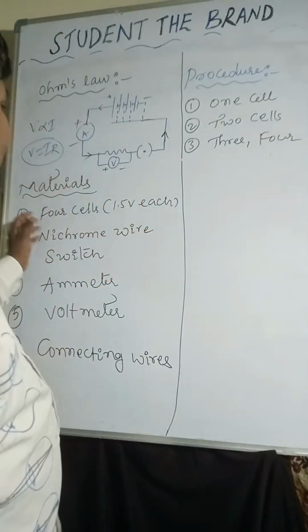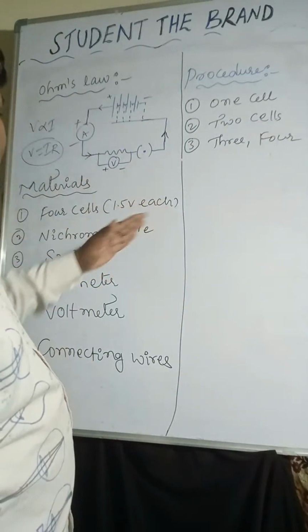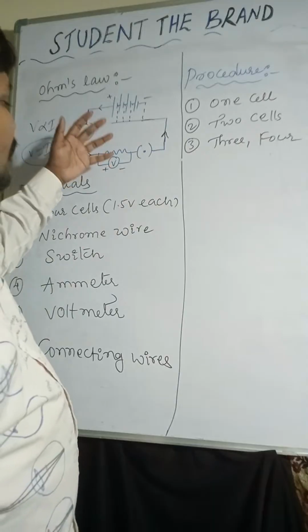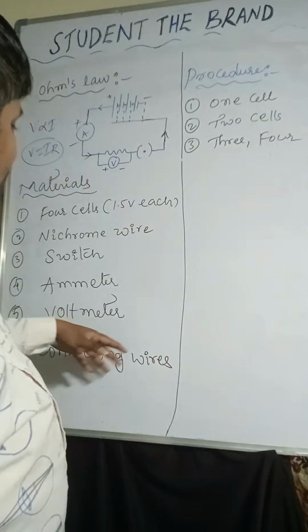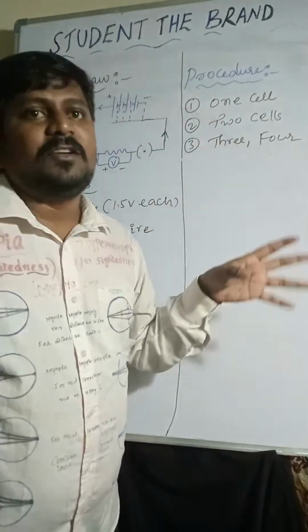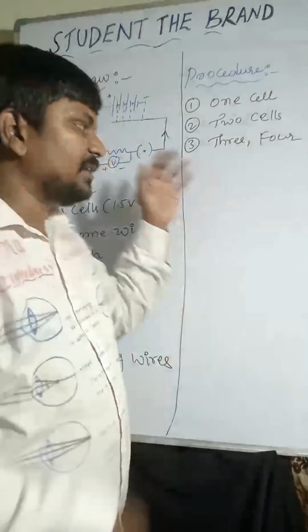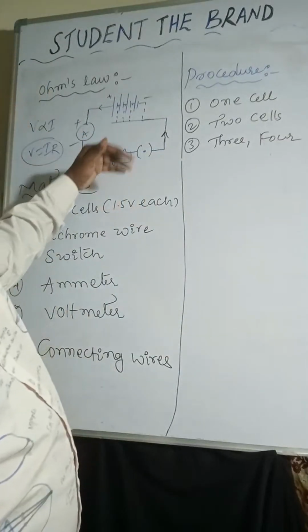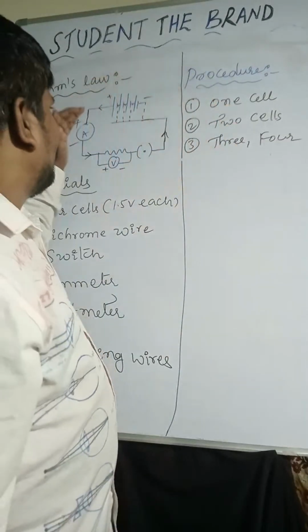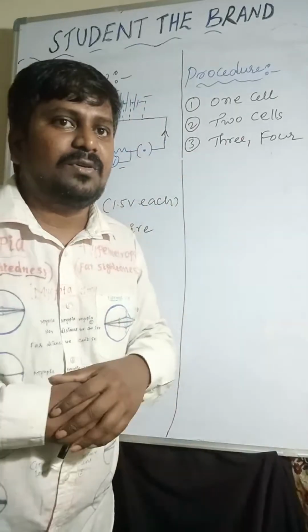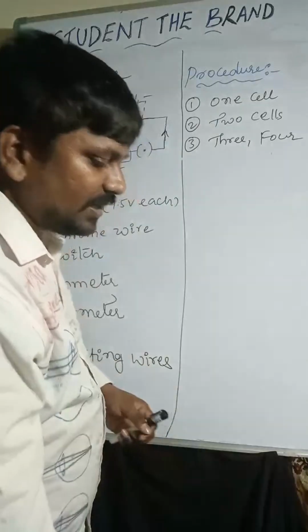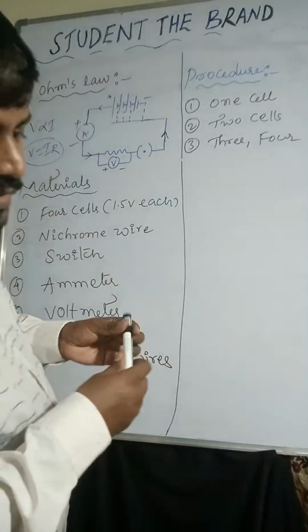And materials required: 4 cells, 1.5 volts each. Nichrome is an alloy of nickel, chromium, manganese, and iron metal. Switch, ammeter, voltmeter, connecting wires. So coming to the procedure, first you have to connect one cell and note down the reading of the ammeter and voltmeter. Connect two cells and note down the readings. Repeat the process for 3 and 4.